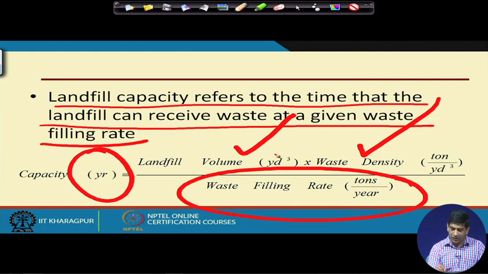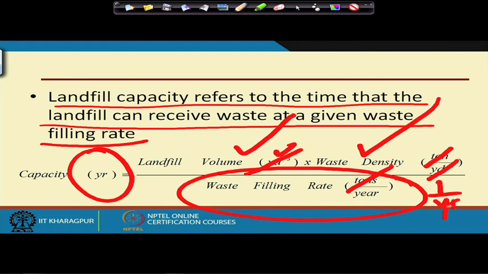So here the volume is given in yard cube, and here tons per yard cube, so this yard cube and this yard cube will cancel out. We have tons on top, so this ton and this ton will cancel out, and since now here we have 1 upon year, this year will go on top, so it will basically become year on this side, and then we have year on this side. So the units on both sides have to be the same. So we should check it.